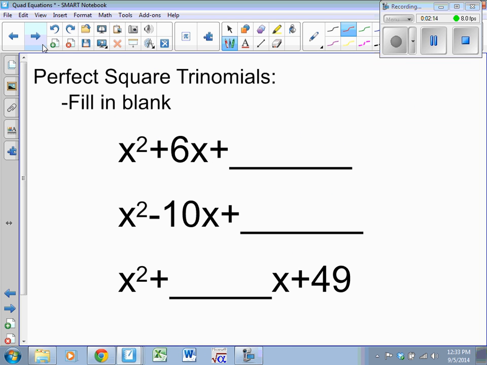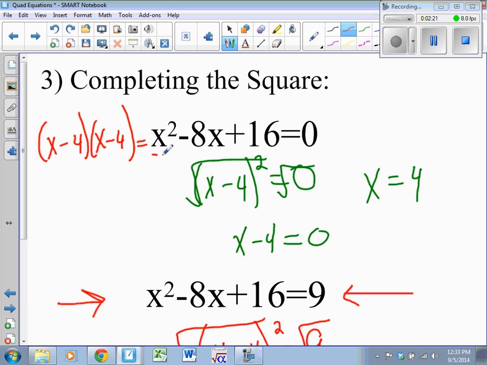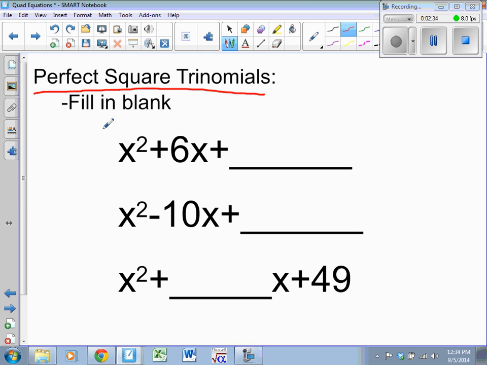Now, to do this, we need to use something called a perfect square trinomial. And a perfect square trinomial is something like x squared minus 8x plus 16. That factors into x minus 4 squared. We need the same factors twice to do this. So if I have x squared plus 6x plus what gives me a perfect square trinomial that I can write like that? In this case, the number is 9.